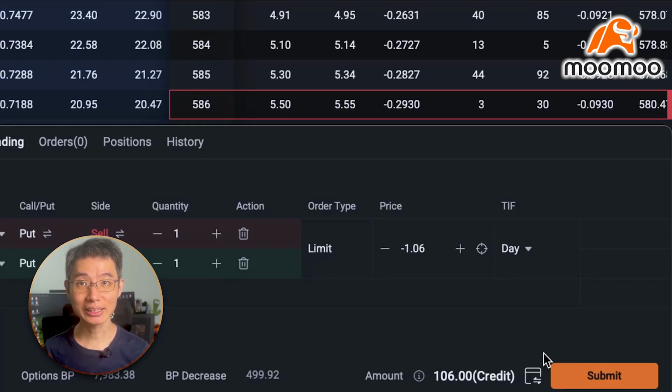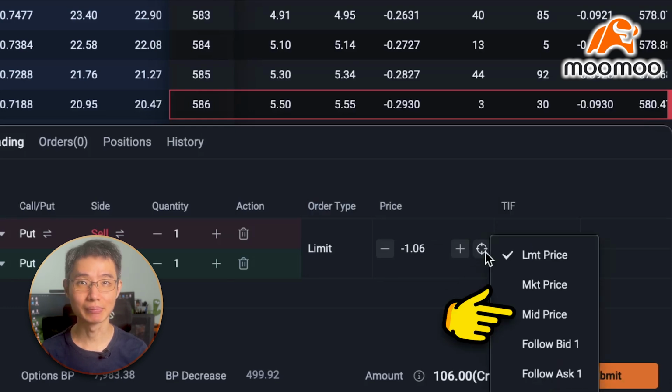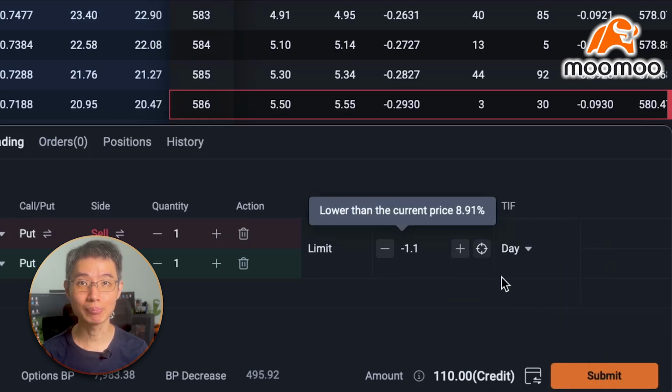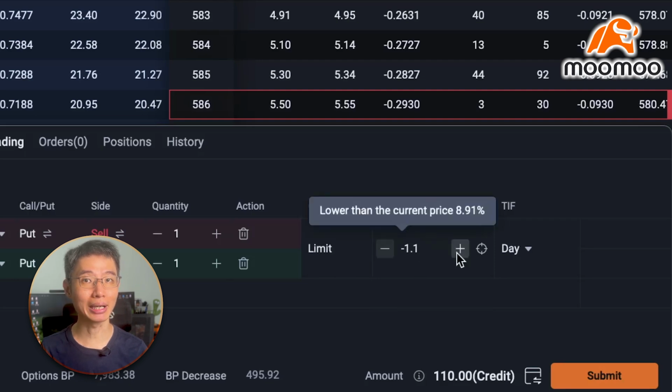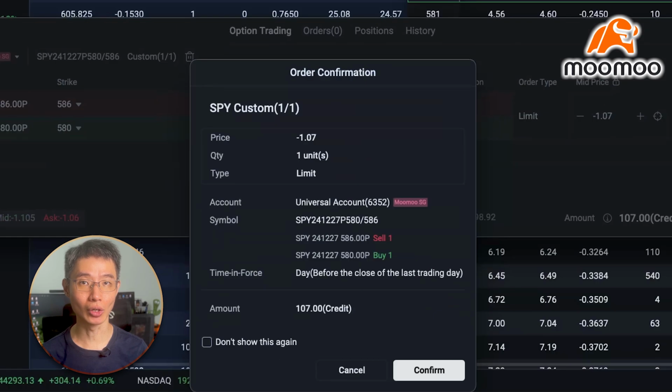Here's a pro tip. Rather than accepting the default limit order, what I will do is click on this price following icon. Then select the mid price. That way, I get a slightly better premium. Then, if it doesn't get filled, I can slowly shift my limit price to the strike price. Once you are ready, just click on Submit to preview your order. And if everything is alright, click Confirm.